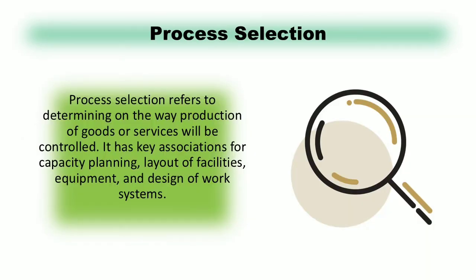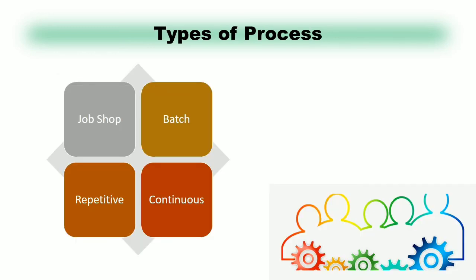Let us now move on to process selection. Process selection refers to determining the way production of goods or services will be controlled. It has key associations for capacity planning, layout of facilities, equipment, and design of work systems. When we are talking about the company's processes, we need to consider the following types.